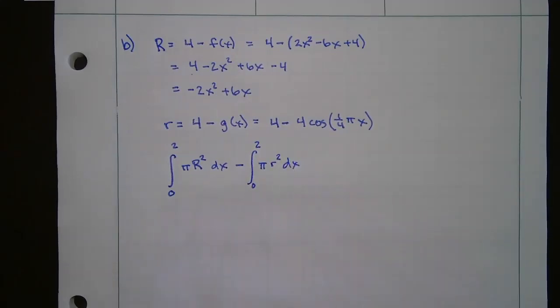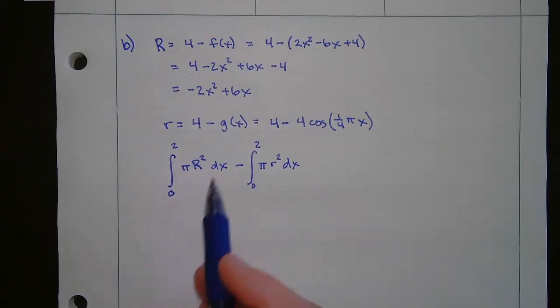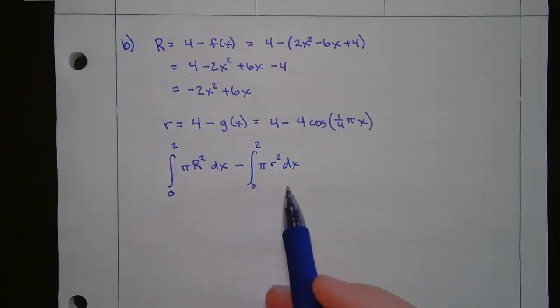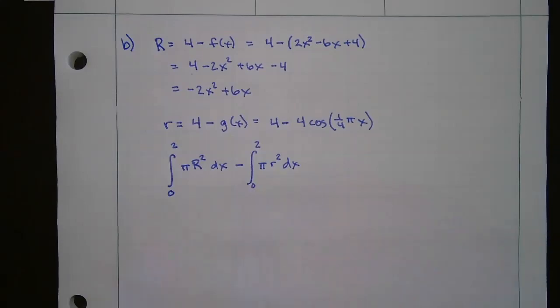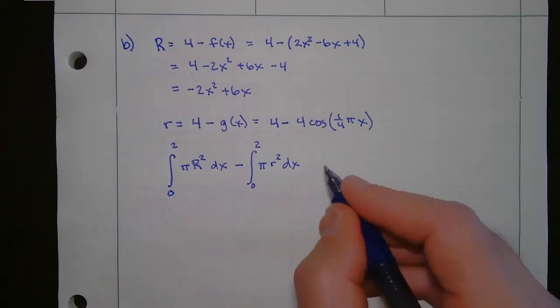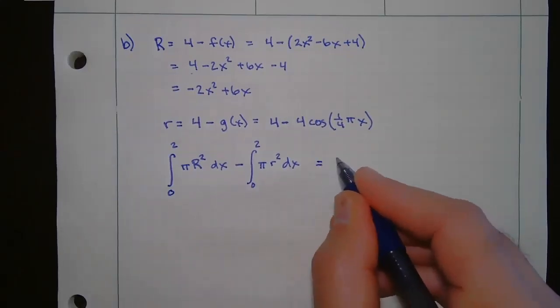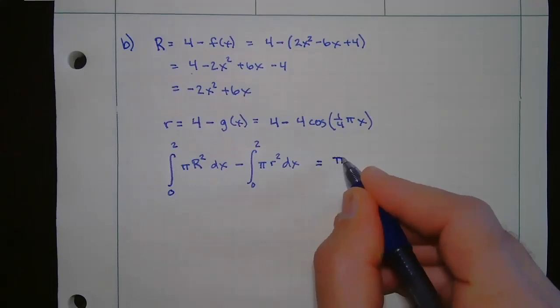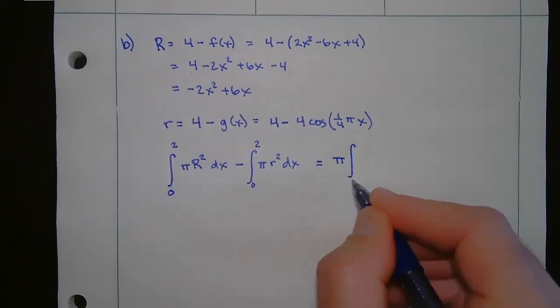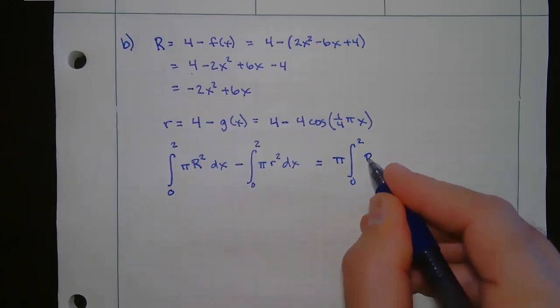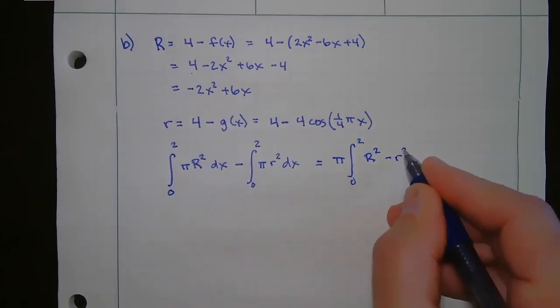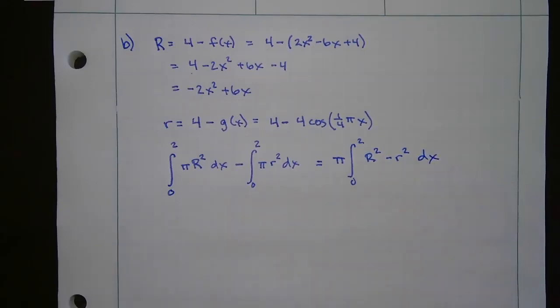Now, it's not normally written this way, okay? But what we're doing is we're finding this big disk and we're removing the little disk. That's what this does. So really what we could do is write this as one integral, and we could also factor out pi. If you started with this, you'd be fine. So this is really pi times the integral from 0 to 2 of big R squared minus little r squared dx. Okay, so that's really all we have to write.